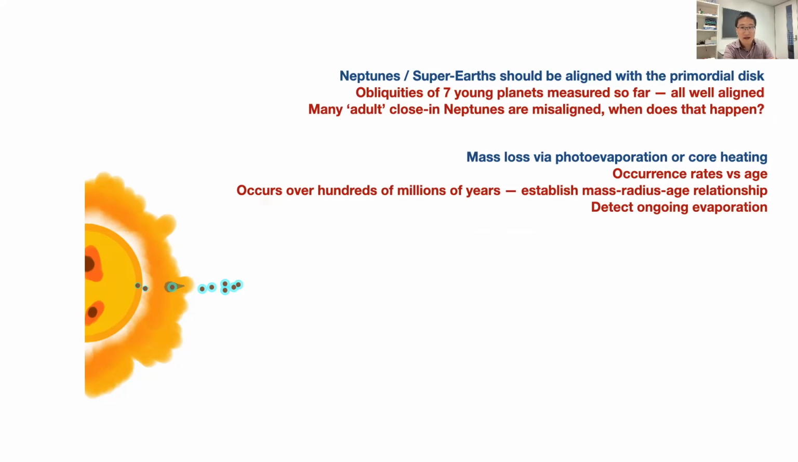And finally, there are signatures of ongoing evaporation detected for some of these young planets. And we should be able to compare the mass loss rate calculated from these signatures with that expected for those environments and check our models.